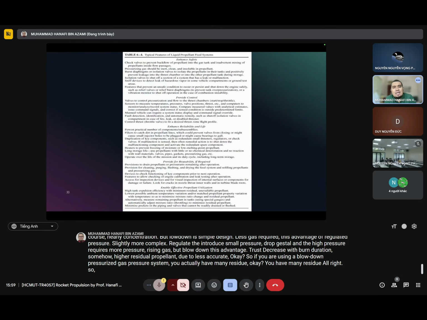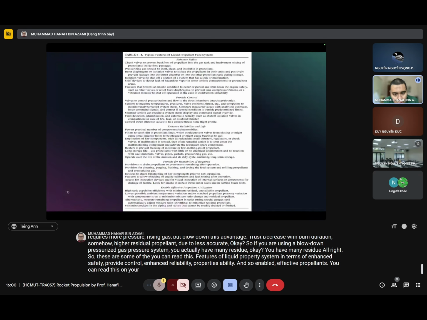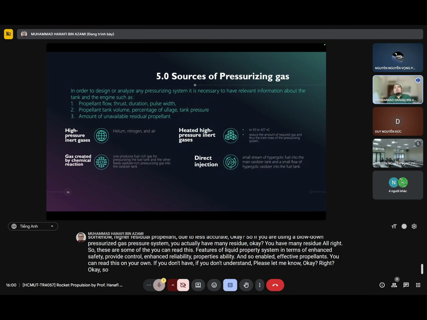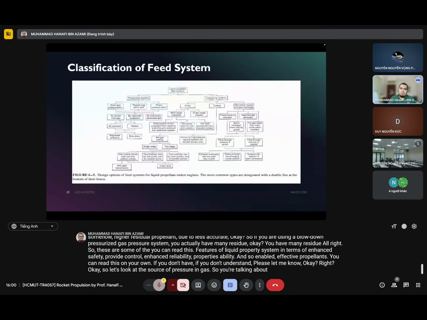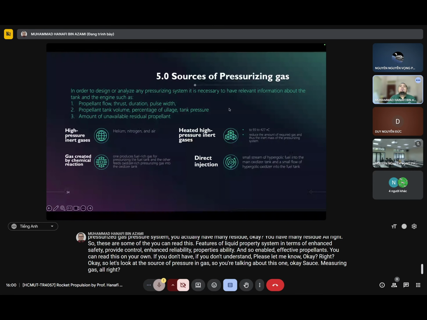All right, so these are some of the features of liquid propellant feed system in terms of enhanced safety, provide control, enhance reliability, provide usability, and also enable effective propellants. You can read this on your own. If you don't understand, please let me know. All right, so let's look at the source of pressurizing gas.